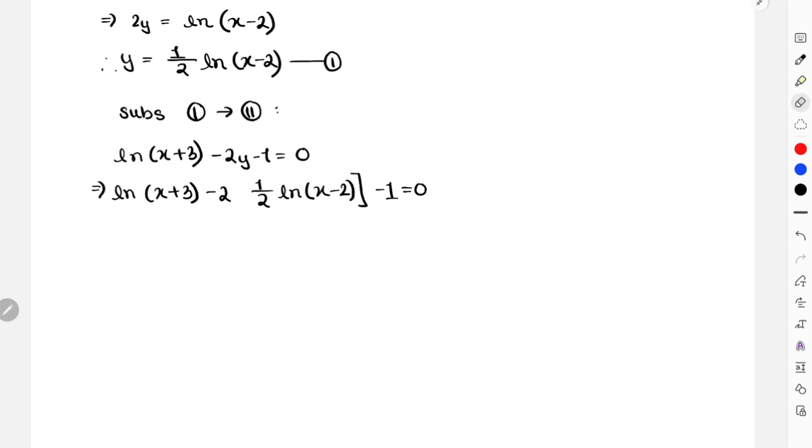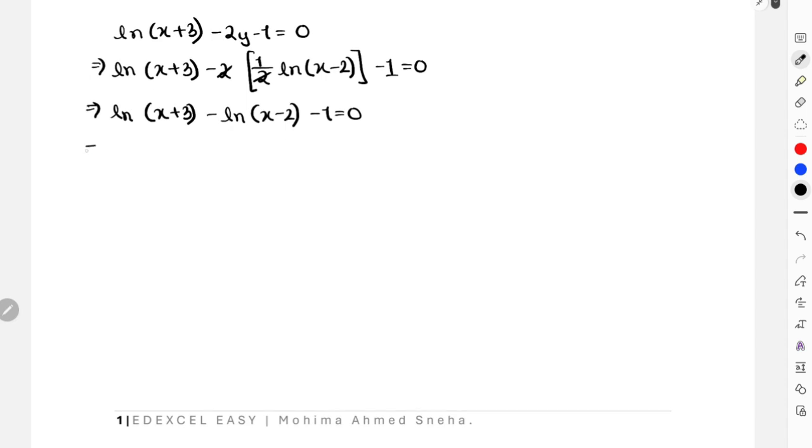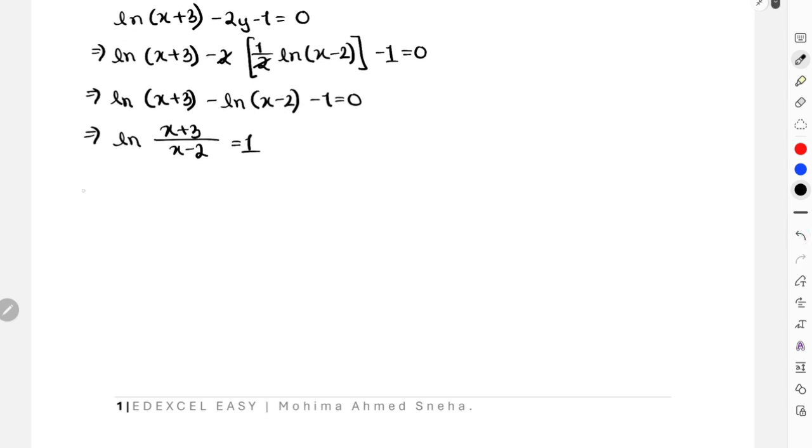Okay, this is how the equation would look, and then again I can simplify the equation further. So ln(x + 3), this half and 2 will be cancelled out, and now you're left with minus ln going to 0, and the minus over here obviously represents division, right? So you have ln of (x + 3)/(x - 2), and let's just take this minus ln to the right hand side, so it will be positive 1.